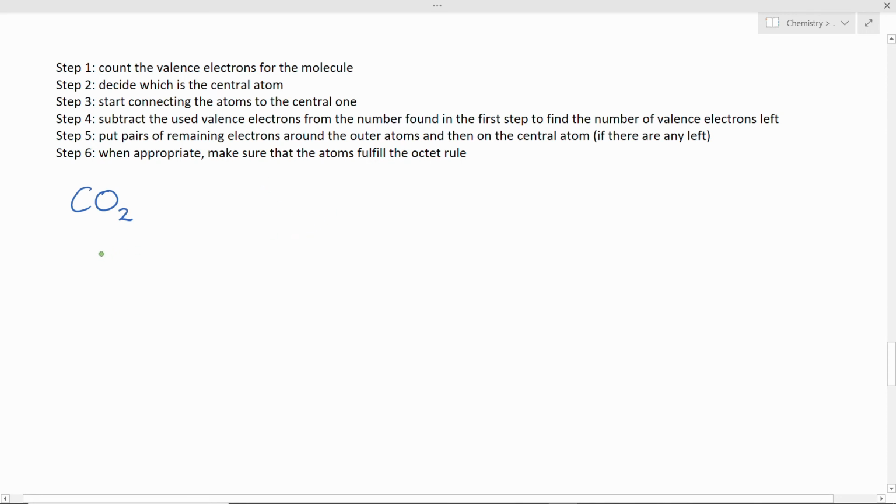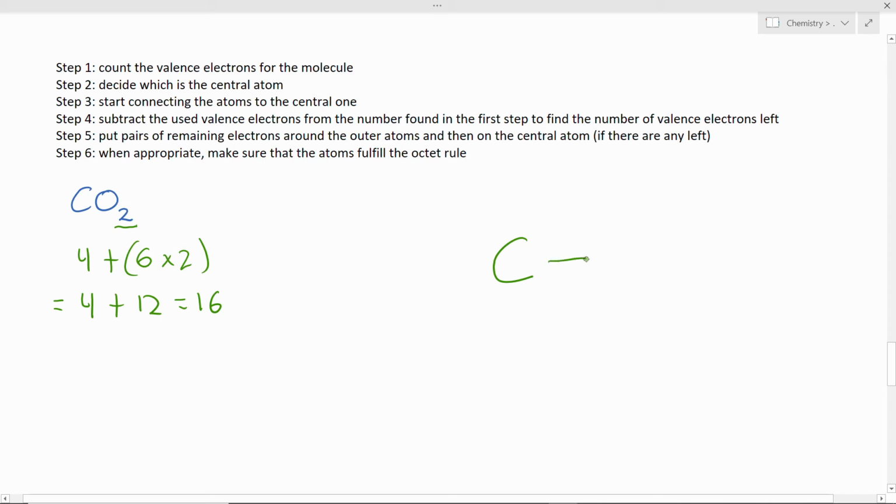So as usual, step 1 is to count the number of valence electrons for this. So we have carbon, which has 4 valence electrons, plus oxygen's valence electrons. So oxygen is in group 6, so that means 6 valence electrons. However, there are 2 atoms of oxygen, so we must multiply by 2. And that will give us 16 valence electrons. Now, because carbon is the less electronegative atom, it is going to be the central one.